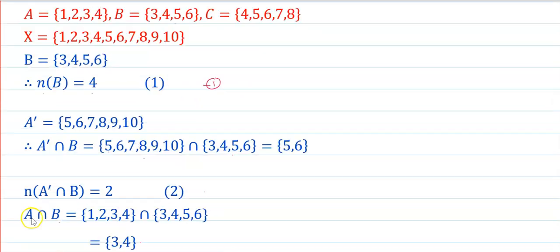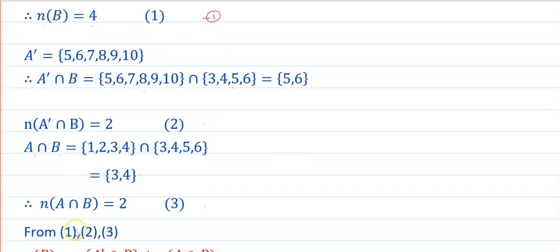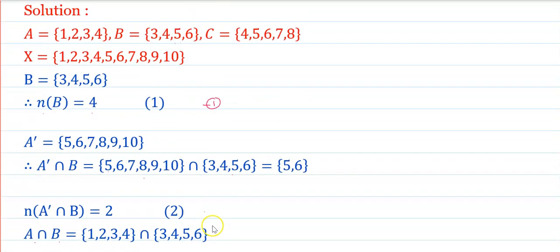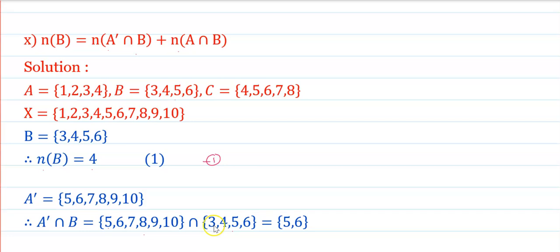Therefore N of B is equal to N of A complement intersection B. How many elements are there? The elements are 2, plus N of A intersection B, that is also 2. That is 2 plus 2 is equal to 4, and that is equal to N of B. And hence N of B is equal to N of A complement intersection B plus N of A intersection B. It is a proof. You can see it is easy.